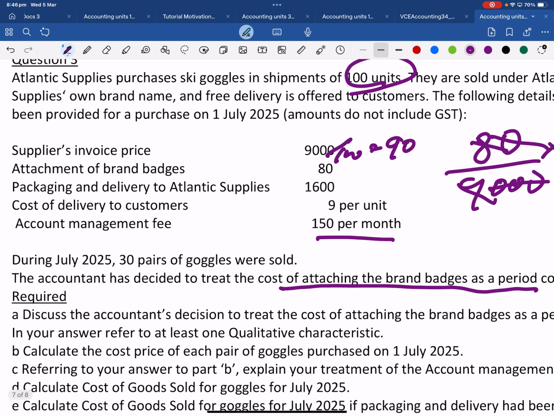Do we take it? Packaging and delivery to Atlantic supplies. Do we take it? To Atlantic. That means it's a product cost. Why? Because it's to Atlantic, not to customers. Next one, no. Right. This is all.